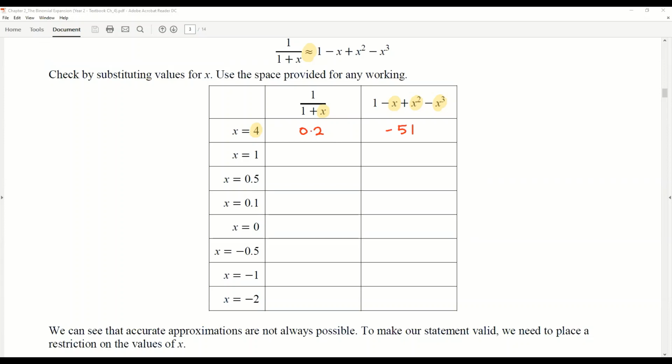All right, so now you've done that. We'll compare notes and make sure that you're happy with this. So if I substitute in 1, I will get 0.5, 1 over 2, of course. And interestingly, on the right hand side, I would actually get 1 subtract 1 plus 1 subtract 1. So alternating signs of 1, and if we add all that together, we of course get 0.